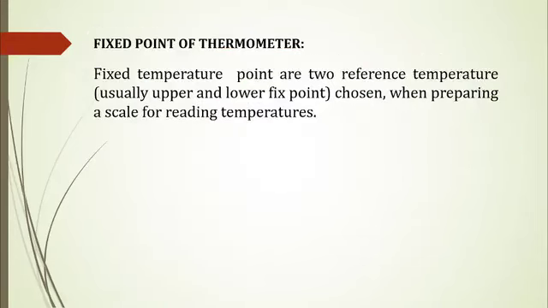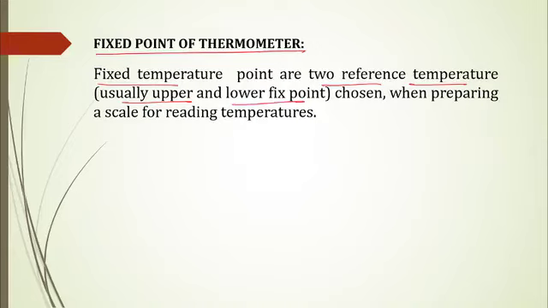At this point, let us talk about the fixed point of a thermometer. The fixed point of a thermometer simply refers to a fixed temperature. There are two reference temperature points in a thermometer. We have the upper fixed point and we have the lower fixed point. They are used when we want to prepare a temperature scale.